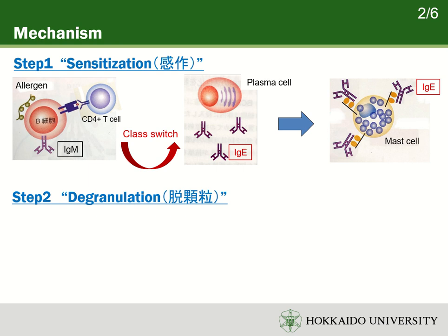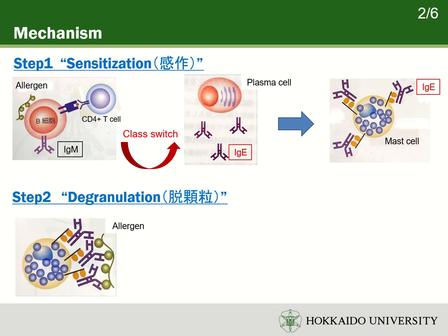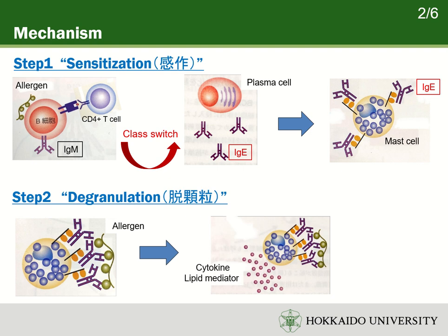IgE produced by plasma cells binds via receptors on mast cells. This is called sensitization. Step 2. Re-exposure to the allergen causes IgE to cross-link and activate mast cells. Activated mast cells release cytokines and lipid mediators and induce inflammation. This is called degranulation.